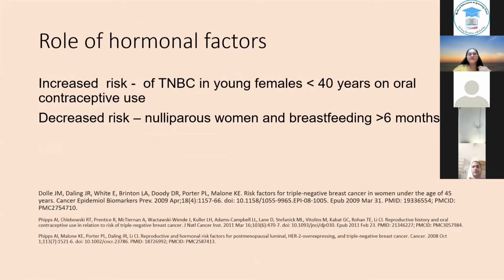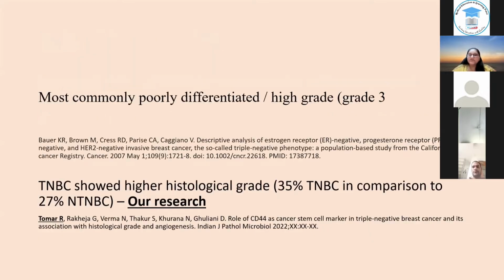And a lot of hormonal factors also play a role in TNBC, like young females who are less than 40 years and who are on OCPs are at increased risk of TNBC, as compared to nulliparous women or lactating women, who are at decreased risk. So these are the hormonal factors which play a role in the presentation of triple negative breast cancers. Another significant point is that TNBC commonly presents with high grade, that is, poorly differentiated. Okay. So this is according to this research in 2007.